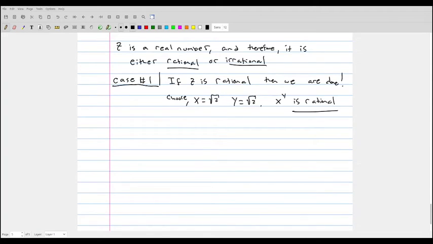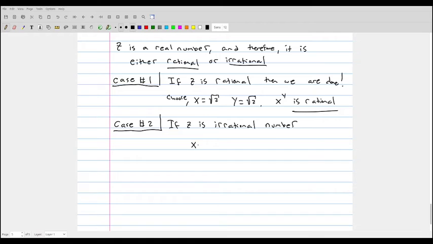Now notice, we don't know if this is the case. I haven't proven that this is the case. And it turns out that this is actually not the case. But a proof by cases really is just going through and investigating every single possible case present and showing that the statement is true in each individual possible case. So case number 2 is if z is an irrational number, in which case we have to think a little bit more closely about exactly what we need to choose for our x and our y.